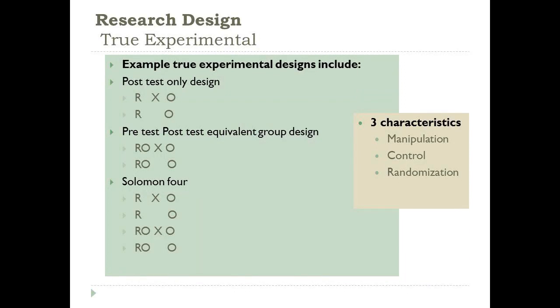Again, remember 30 to 60 individuals per group probably. So oftentimes it's just not feasible. It's too costly. You don't have enough individuals to do a Solomon 4 design. Now, we've just discussed the primary designs, and types of designs and specific designs within each of those types. So true experimental design, you have post-test only design, pre-test, post-test equivalent group design, Solomon 4.